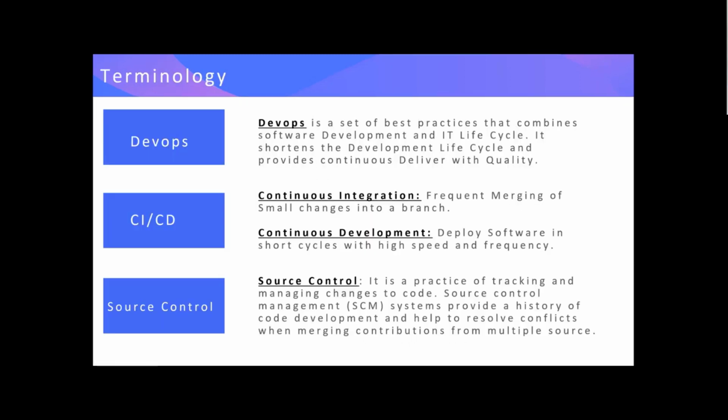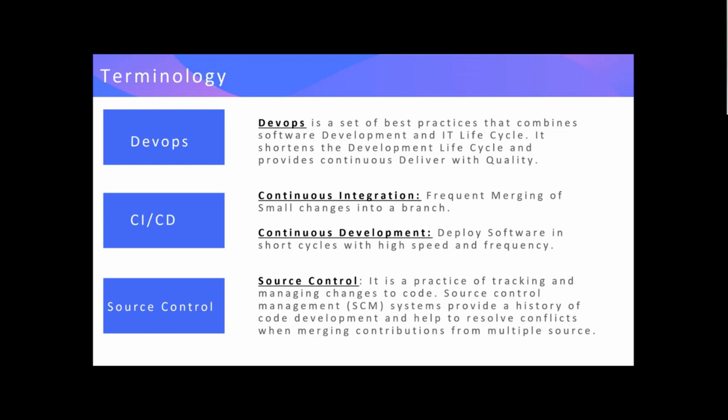So let's move on. Before we get started, let's learn some of the terminology. The key terms that we use in this process are DevOps, CI/CD, and source control. What is DevOps? DevOps is a set of best practices that you use in your software development lifecycle, to shorten the development lifecycle and provide continuous delivery with quality. That is what DevOps is meant for.